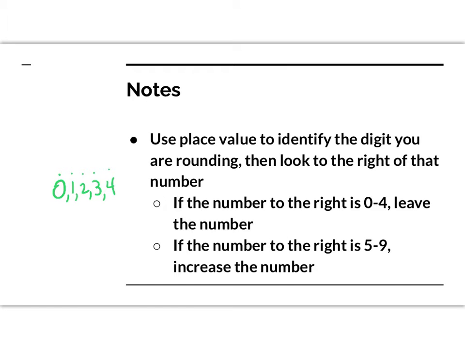And for 5 to 9, there's another 5 numbers. 5, 6, 7, 8, 9. People believe there's an uneven split when rounding numbers, but actually there's an even split. There are 5 numbers from 0 to 4 and 5 numbers from 5 to 9.